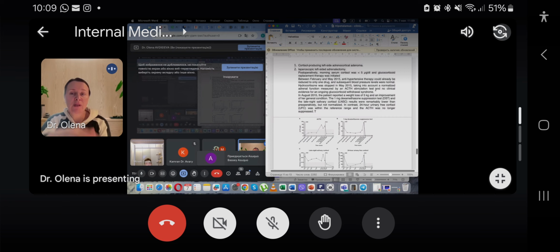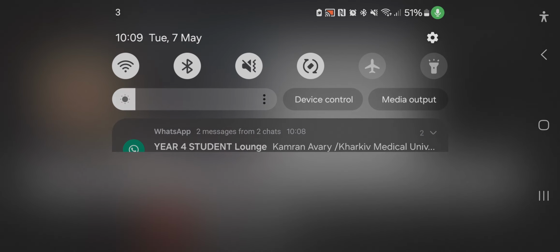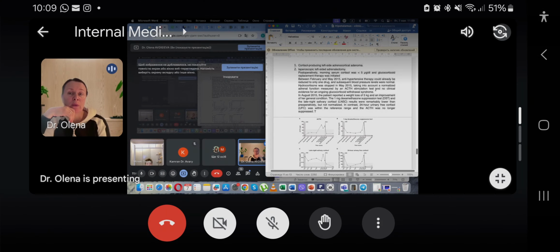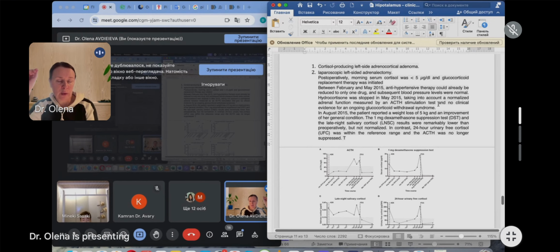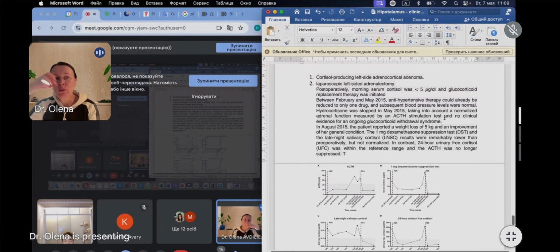Between February and May 2015, antihypertensive therapy could already be reduced to only one drug. So the type of the arterial hypertension was changed, and this hypertension was under control with only one medicine. So we removed the increased level of cortisol, we removed the negative influence of increased cortisol on the cardiovascular system, and we have an effect. We have a controlled blood pressure level with minimal medication.